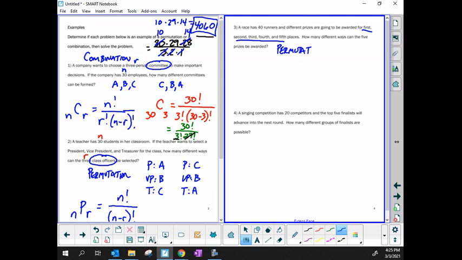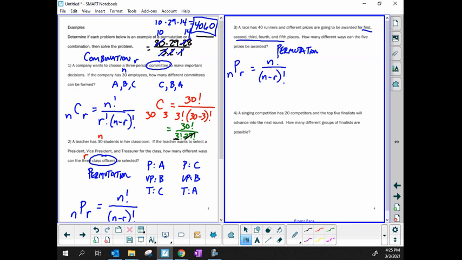If I have the same 5 runners, but they finish in different places, that is a different outcome. The order matters. That's why this is a permutation. We don't need permutations. Permutation. All right, so my permutation formula is nPr, which is n factorial over n minus r factorial.